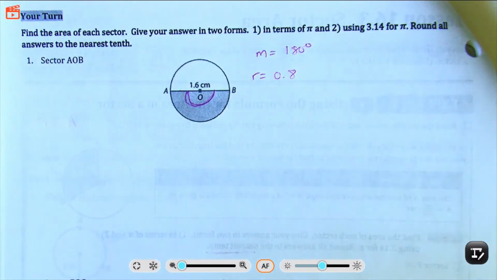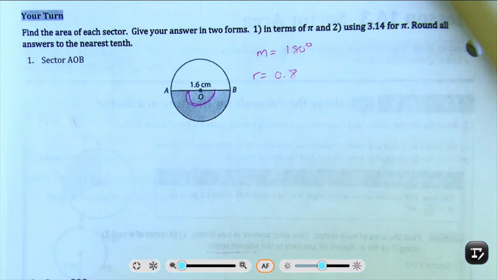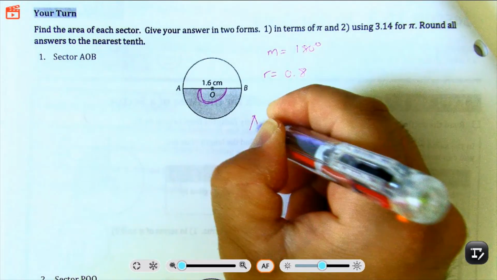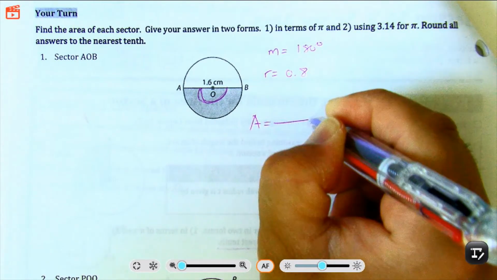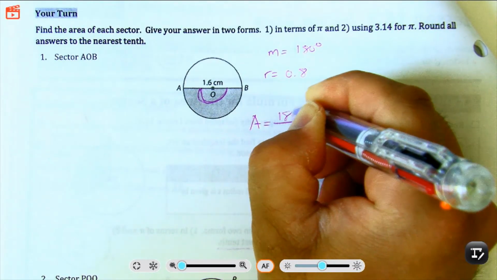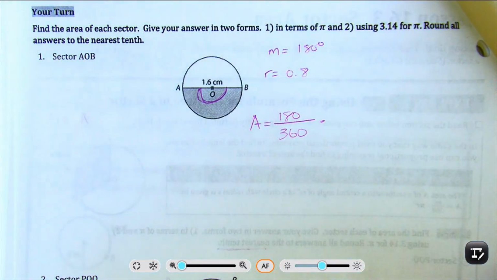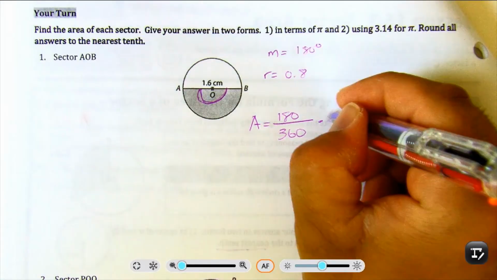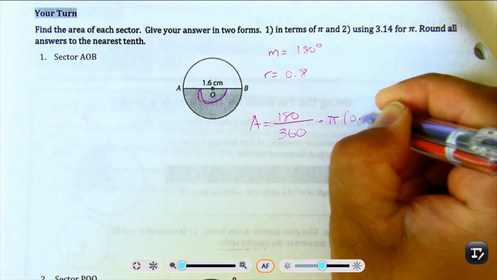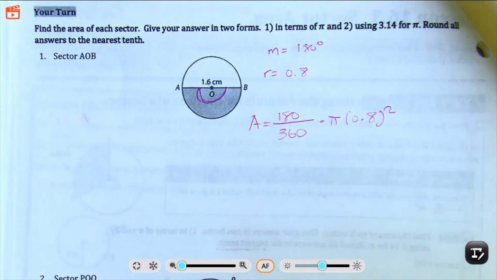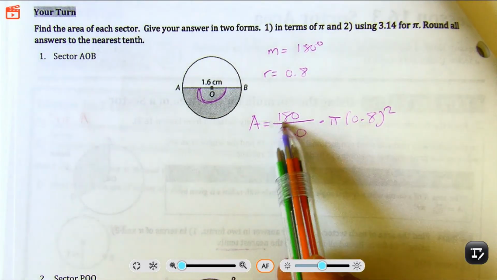So we're going to start with our formula, which is A is equal to 180 over 360 times pi and then 0.8 squared. Now as a shortcut, what I'm going to do with the calculator is just type 180 times 0.8 squared divided by 360.